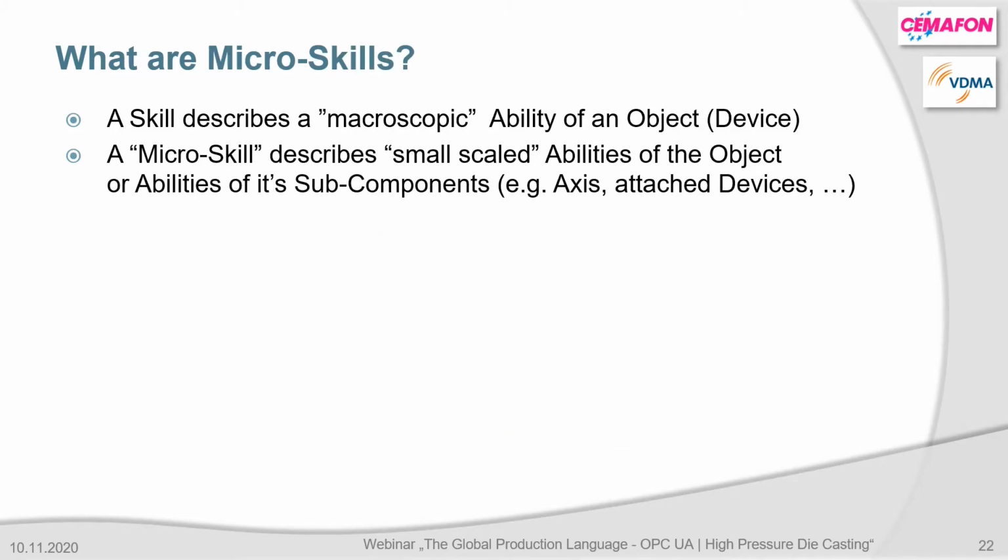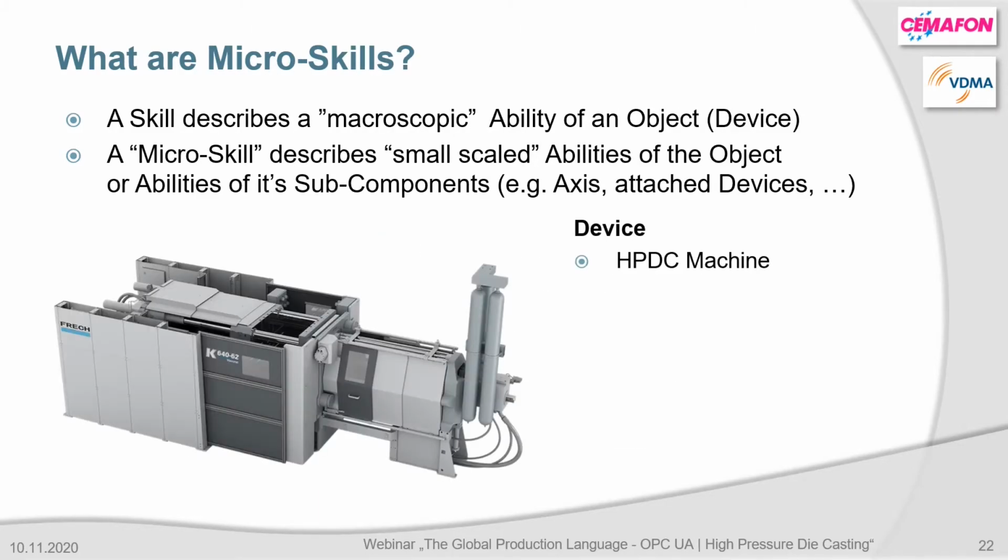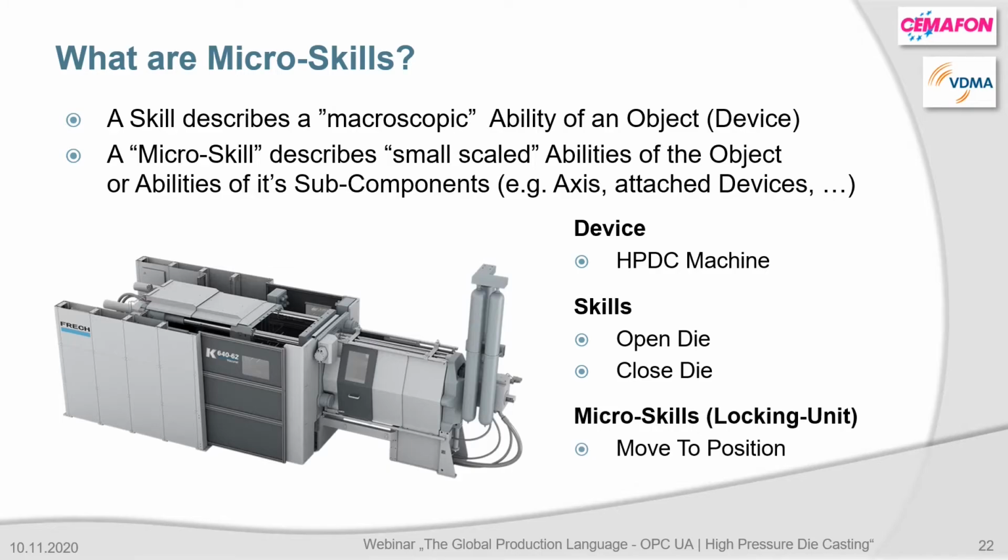And there are different types of skills. We have macroscopic skills, like I showed you before, and we have smaller skills, something like a micro skill. For example, moving an axis or something like this. So we have the macro skills, for example, here for the high pressure die casting machine, opening and closing the die, but a micro skill for the same axis here to move to a specific position.